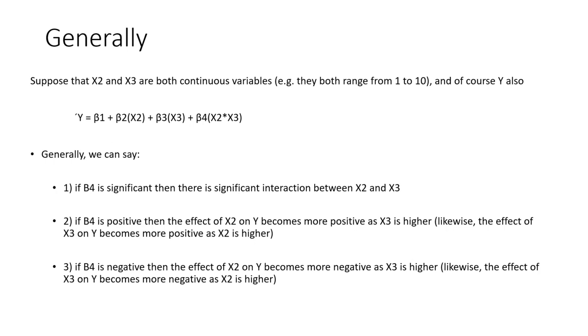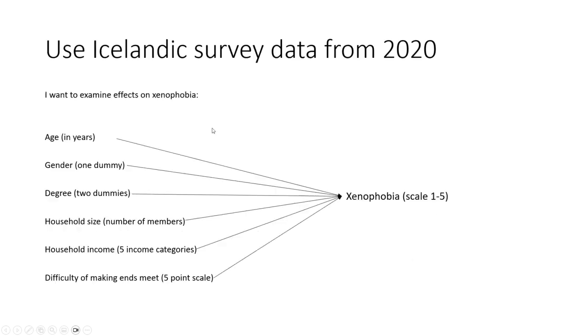This is just sort of a general guideline for how to interpret the coefficient for interaction effects when both the variables that constitute the interaction effects are continuous. So let's use this example. I'm going to use Icelandic data from 2020, and I want to examine effects on xenophobia, or fear or hatred of foreigners. And I've created a scale.